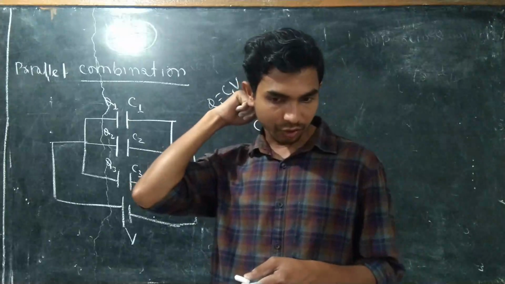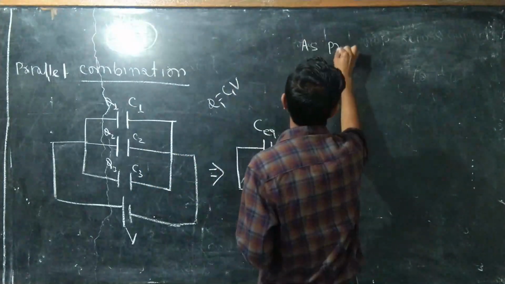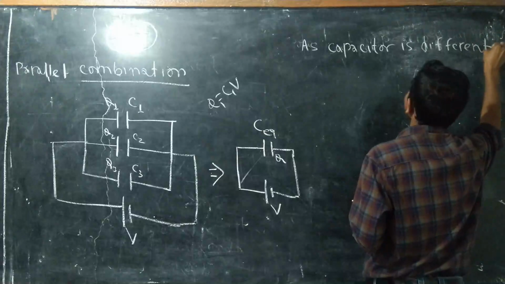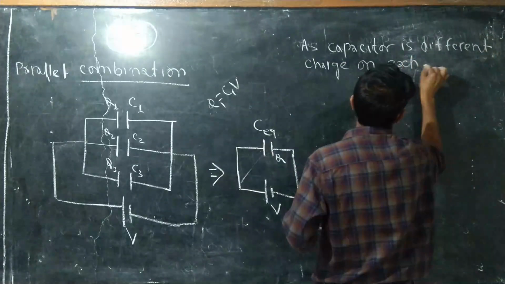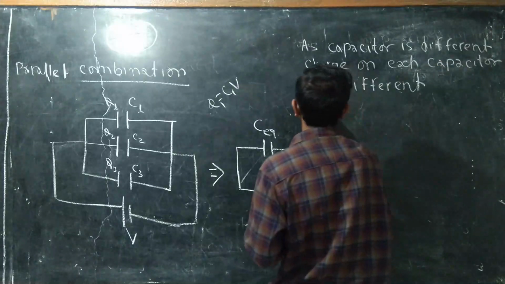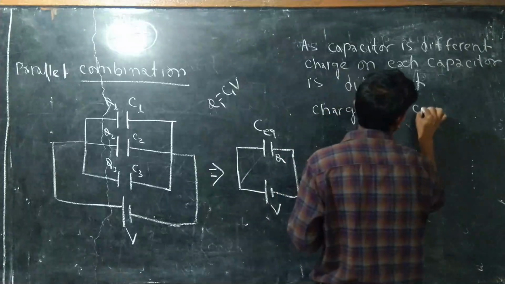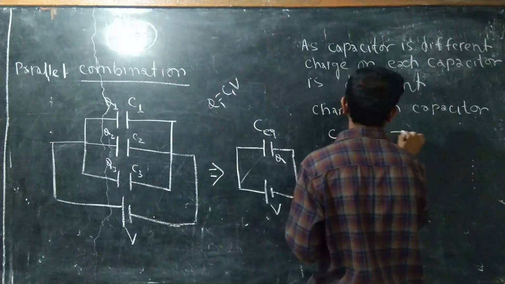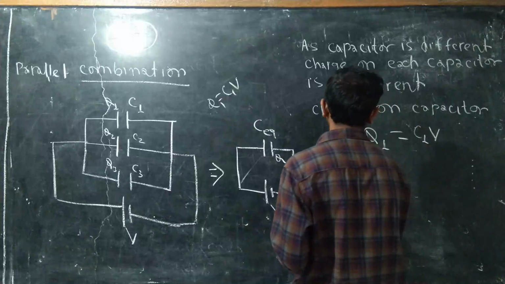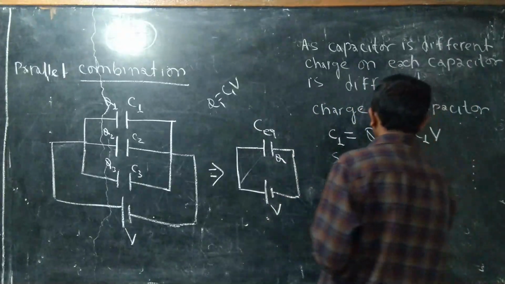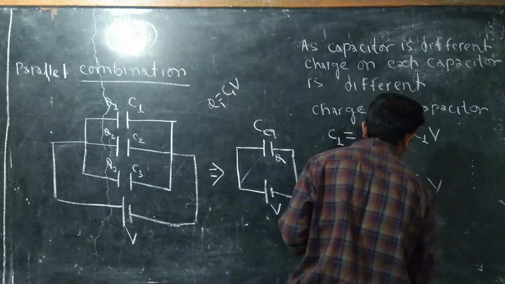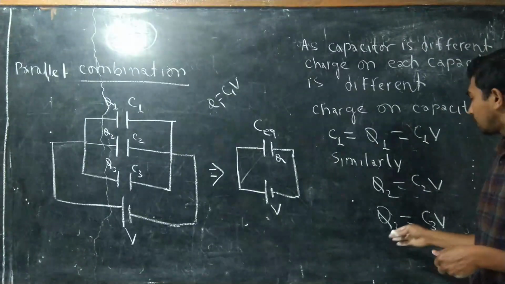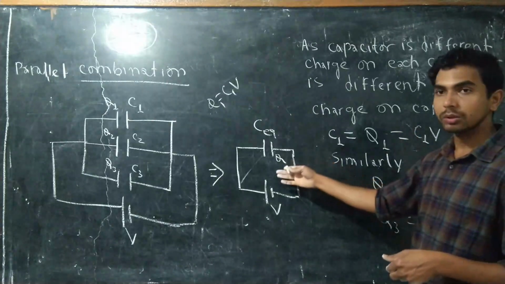So we can write the next step: as capacitors are different, charge on each capacitor is different. First, charge on capacitor C1 is Q1, and this Q1 is C1 into V. Similarly, charge on capacitor 2 is Q2, and that Q2 is C2 into V. And Q3 is C3 into V. So these are the charges on the capacitors, and the summation of these charges is equal to the total charge Q.